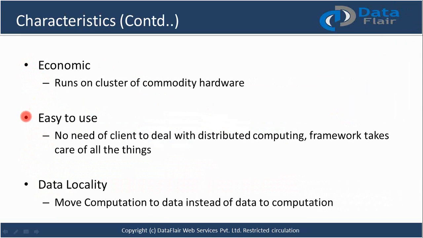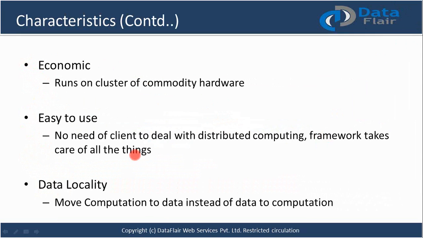Hadoop is very easy to use. It's again another reason why the developer community has accepted Hadoop. Guys, we do not need to deal with distributed computing. We do not need to deal with distributed processing, distributed storage. We do not need to deal with fault tolerance. We do not need to deal with data split and stored distributedly. We do not need to deal with data high availability. We do not need to deal with data reliability. Rather than that, the framework will take care of all the things.